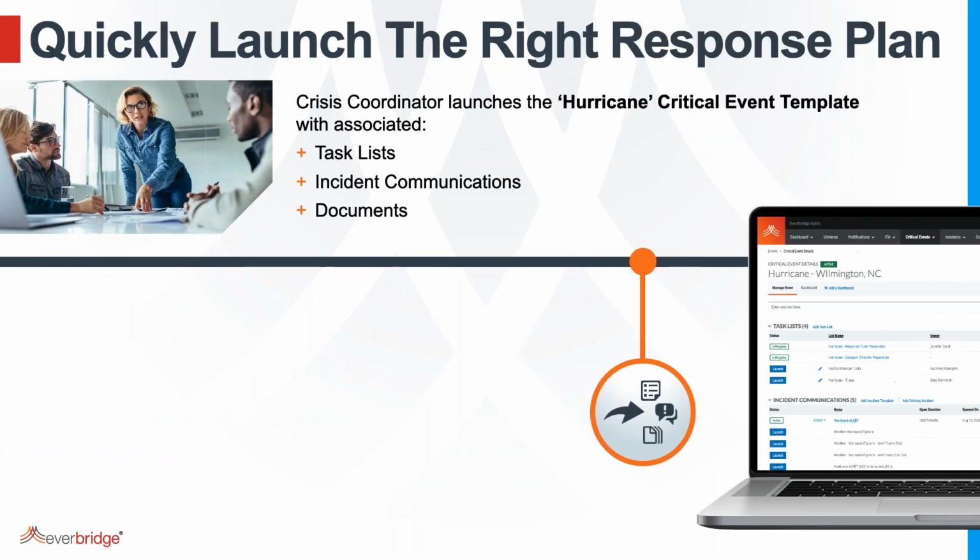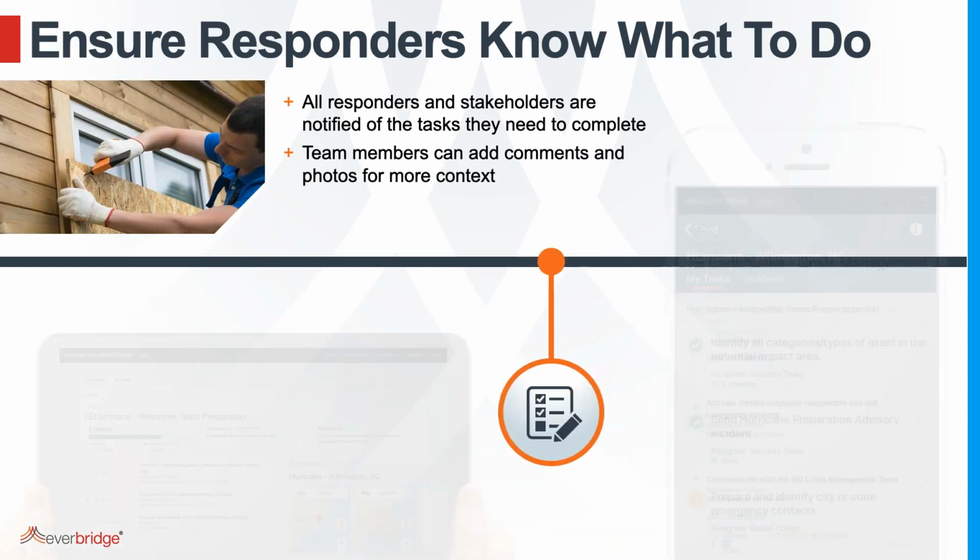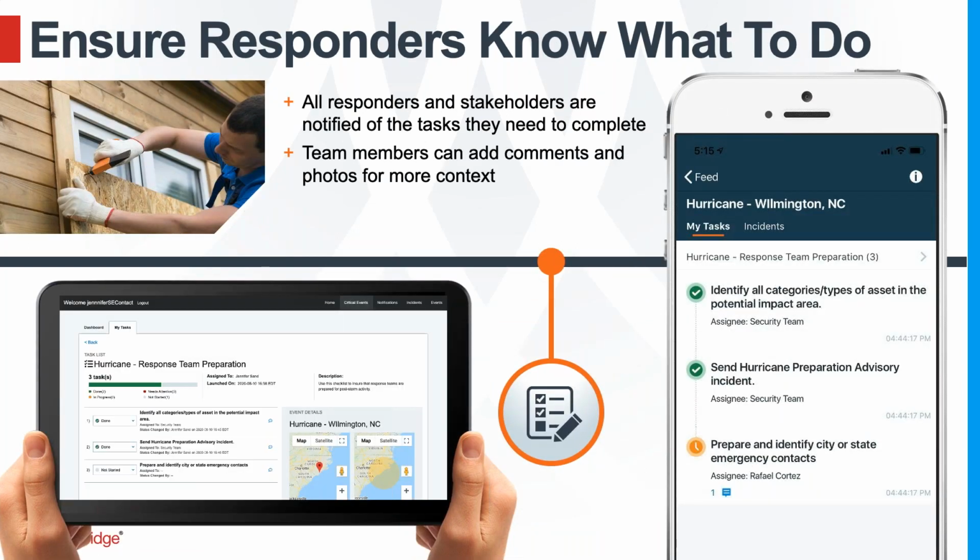So what crisis management allows our customer to do is they can launch a hurricane critical event template. This means that they can have predetermined task lists, communications, and documents that are in accordance with their specific hurricane response and what's necessary for their organization if they're faced with a hurricane. So this allows them to ensure that all responders know what to do.